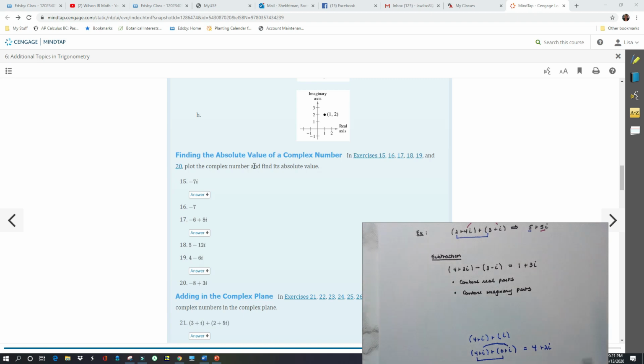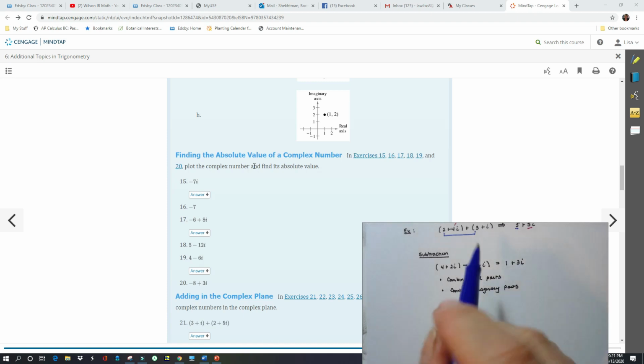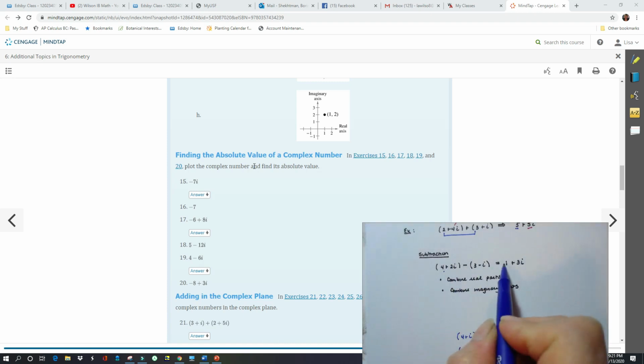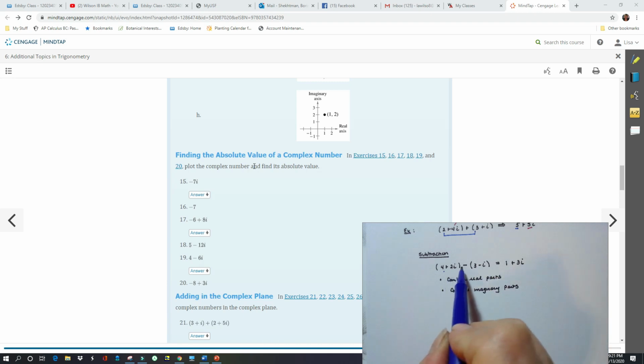So you're still going to combine the real and the imaginary parts, but if this minus in between bothers you, what you can do is change this to a plus, but change the signs of everything in the parentheses to the right. So what I mean by that is, here I just quickly added: 4 minus 3 is 1, and 2i minus a minus i gives me 3i.